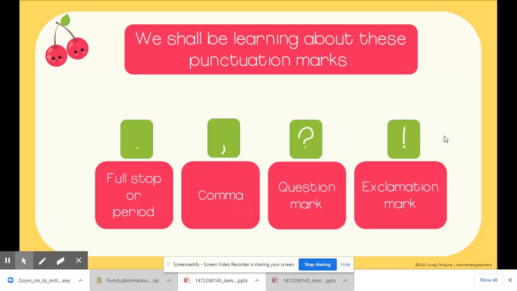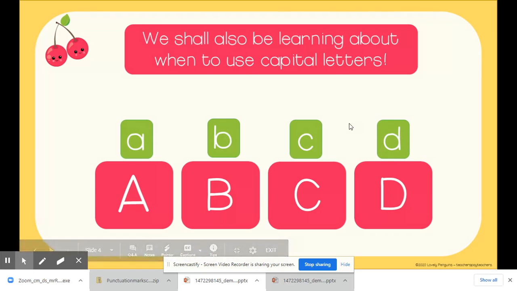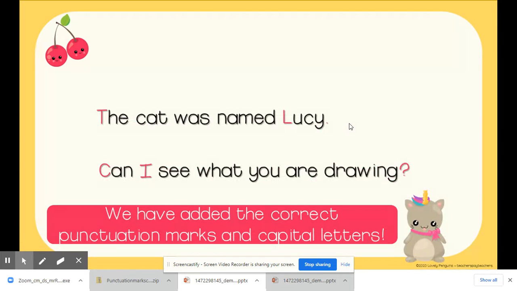So we're going to take a look at some of these punctuation marks. We've looked at a period or a full stop. We've looked at a question mark, and then we've also looked at exclamation mark. We do use commas, but right now we're just going to focus on these three. We're also going to review about capital letters and where they belong in your sentences.